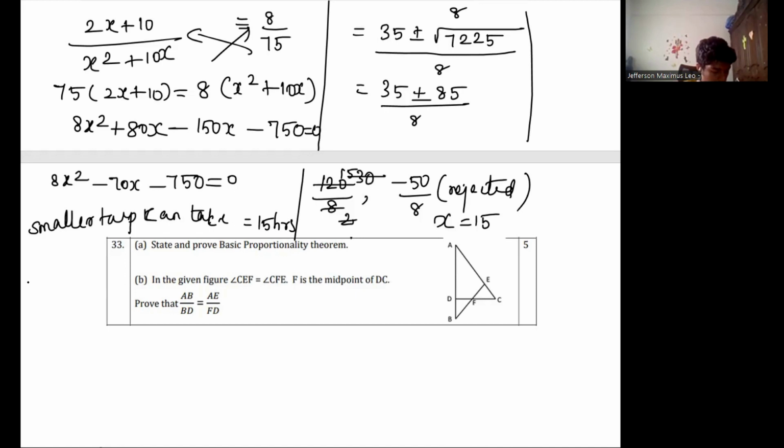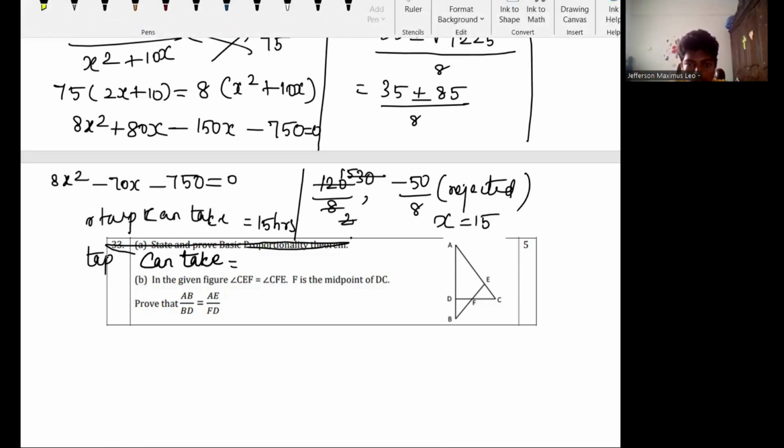And the larger one? The larger tap can take... X represents the larger tap. Ma'am, I don't know. X represents larger. So X represents the larger tap.